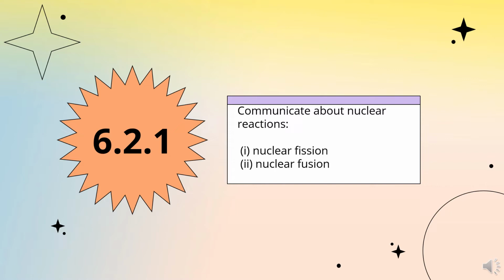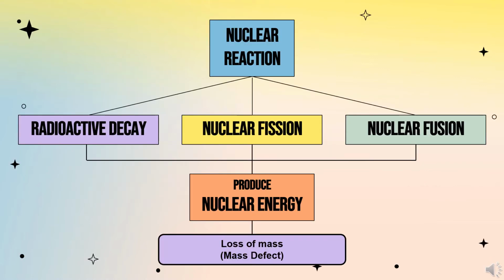6.2.1 Communicate about nuclear reaction, nuclear fission and nuclear fusion. Before we go further, let us see the concept map. There are three types of nuclear reaction, which are radioactive decay, nuclear fission, and nuclear fusion. These nuclear reactions will produce a large amount of energy. The energy produced by nuclear reaction is known as nuclear energy. Nuclear reaction can also cause the loss of mass of the radioactive nucleus. The loss of mass that happens after the nuclear reaction is called mass defect.